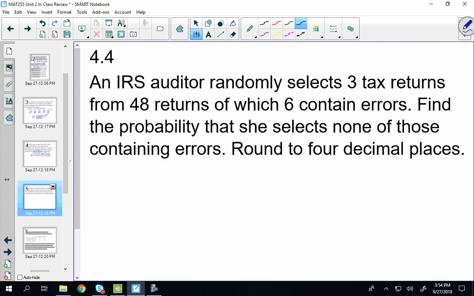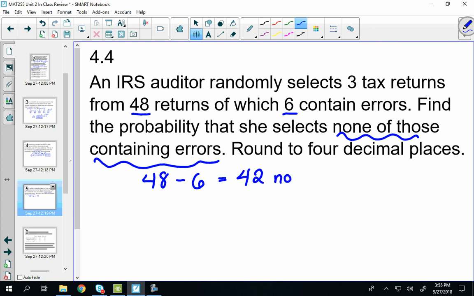If I look at another one from section 4.4, it says an IRS auditor randomly selects 3 tax returns from 48 returns, of which 6 contain errors. Find the probability that she selects none of those containing errors. And we're going to round to 4 decimal places. So if we look at it, there were 48 total returns. 6 of them had errors. We want the ones that do not contain errors. So just like we did with the tires, I'm going to take the total and subtract out the ones that have errors. So that means there's 42 with no errors.